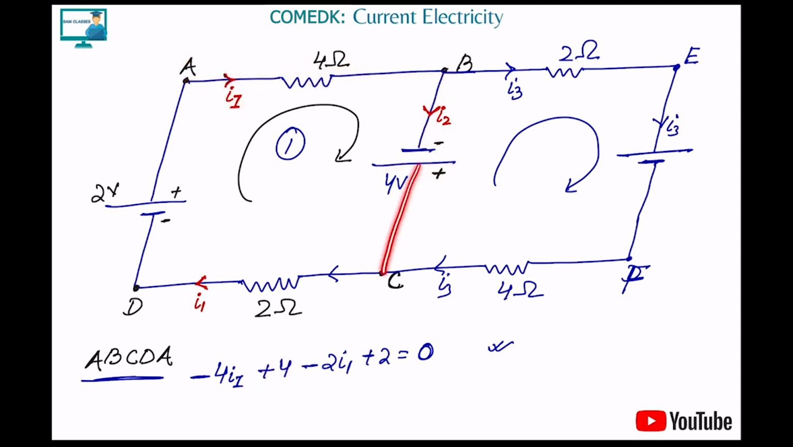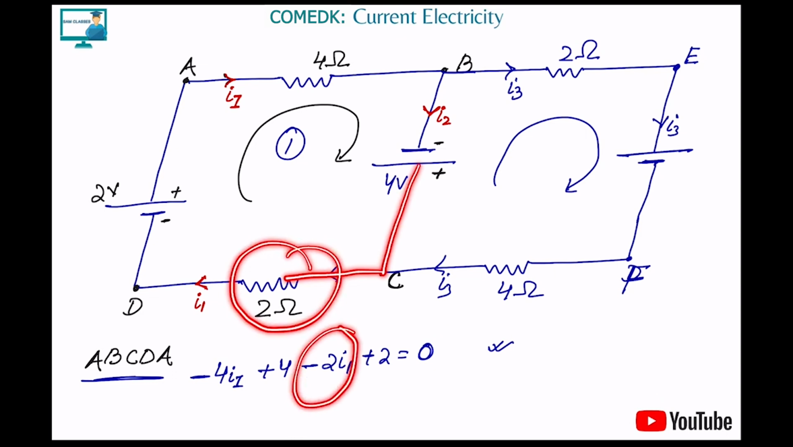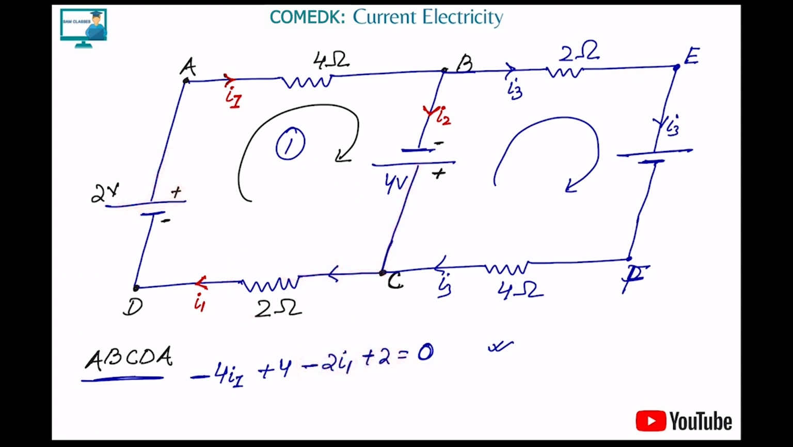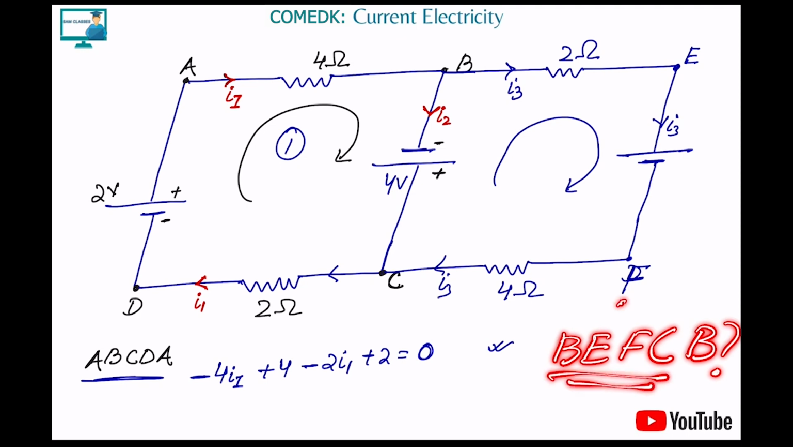Next, I'm going to C, and after that, again I'm going in the direction of the current. Again it will be negative IR. Here the current is I1 and the resistance here is 2. So minus of that. And then again I'm leaving the battery from the positive side, so it will be plus 2. And that whole thing is equal to 0, since the sum of all the potentials in a loop is equal to 0. That's it. Clear? Now for the loop B, E, F, C, B, this will be your homework. Put it in the chat section. I'll see how many students have done it correctly.